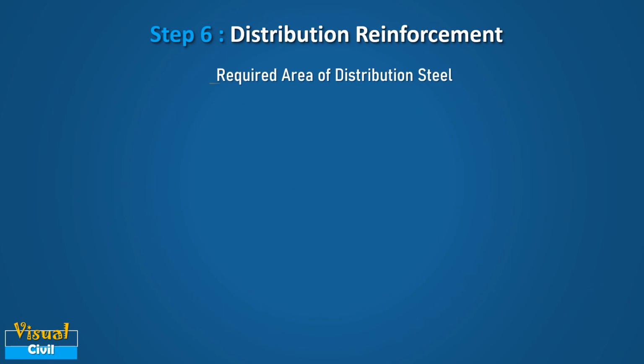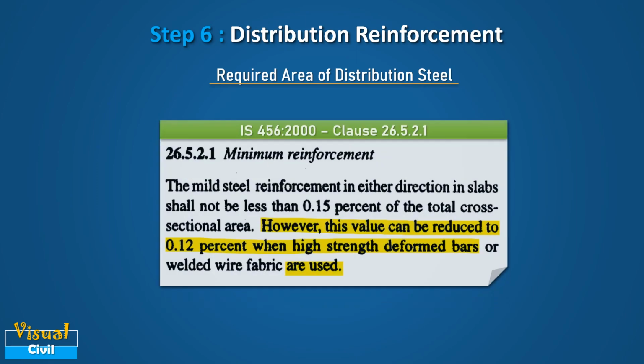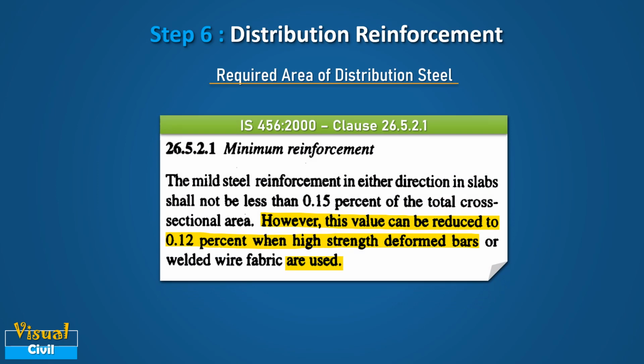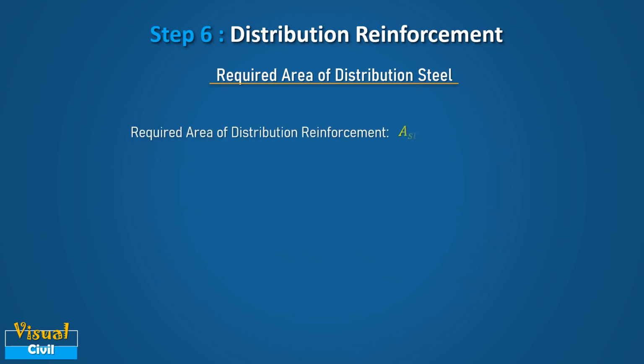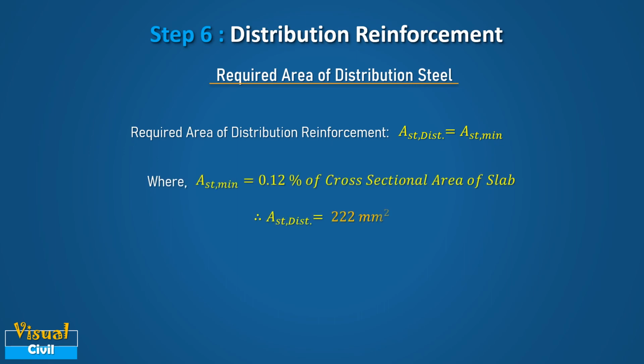In step 6, let us compute the distribution reinforcement, which is provided against the shrinkage and temperature stresses. The required area of distribution reinforcement is equal to minimum reinforcement as per clause 26.5.2.1. So here the required distribution reinforcement is equal to 222 mm squared.